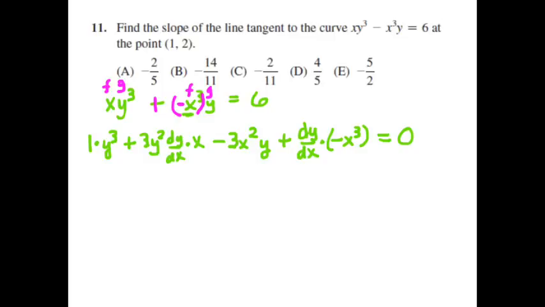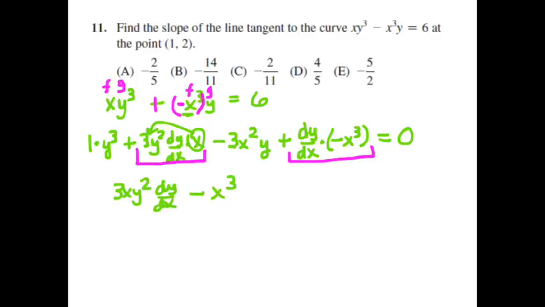So any term that has dy/dx, those are going to stay over on this side. So that's that term and that term. The other terms I'm going to move to the other side. So I have 3y squared. Actually, let's put that x in there. 3xy squared dy/dx, just moving this x up in there. And then I have minus x cubed dy/dx. And this is going to be equal to negative y cubed.